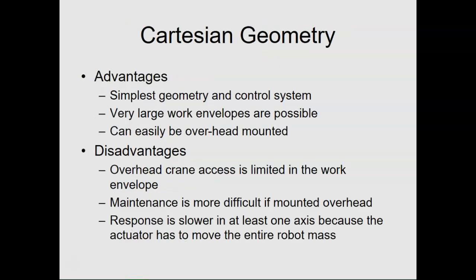So the advantages of this is that it's very simple and the control system is such. You can use very large work envelopes. If you're using an overhead crane, you can actually have that over a whole factory. And everything in that factory is that robot's domain. Does it make sense?